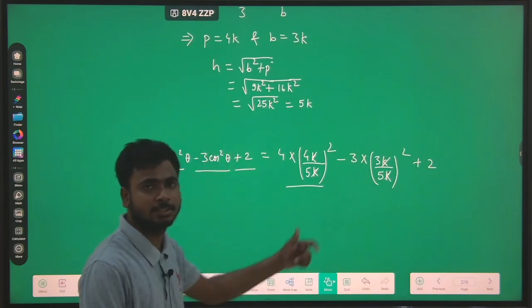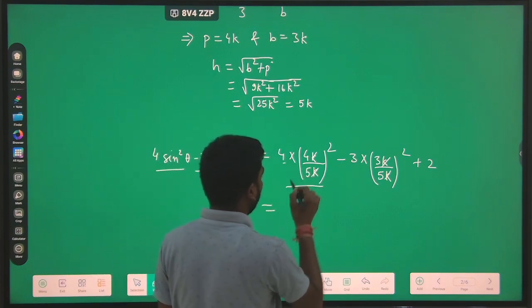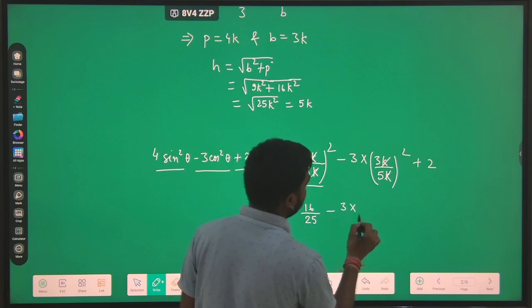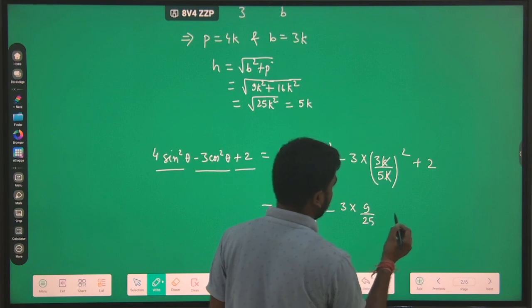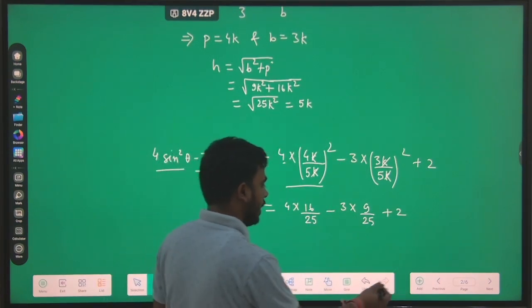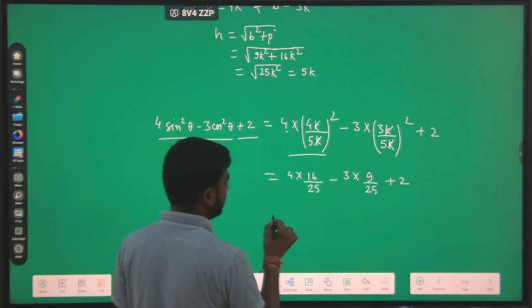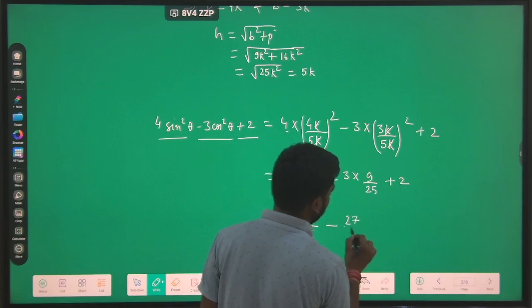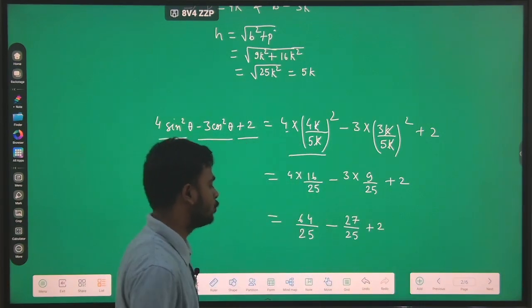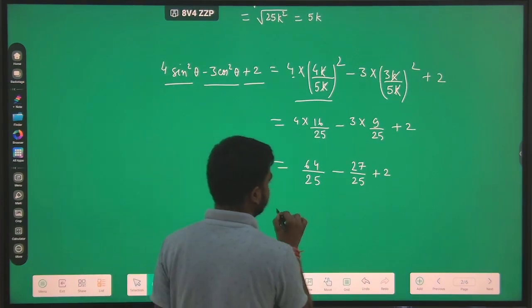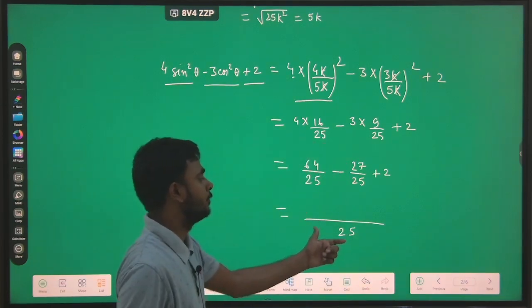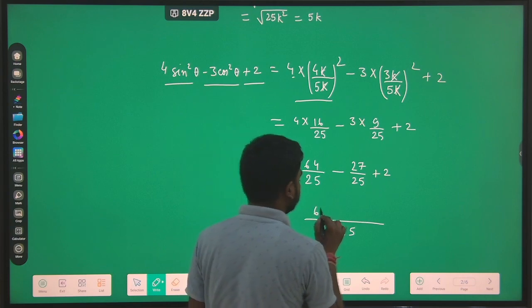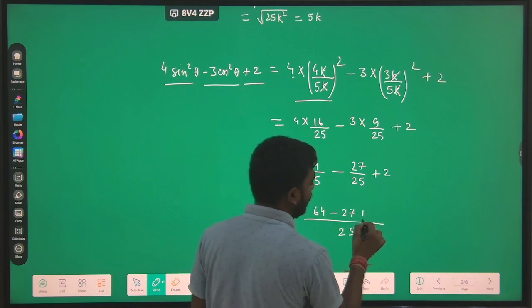So we have to solve this. Let us solve this. 4 into 4 square is 16, 5 square is 25. Minus 3 into 3 square is 9, 5 square is 25. Plus 2. So this is the value. Our next step is 16 into 4 is 64 upon 25, minus 9 into 3 is 27 upon 25, plus 2. So we have to solve one more step for this. The next step is we will take the LCM. We will get the LCM as 25. So this will be 64 minus 27 plus 2 multiplied with 25.